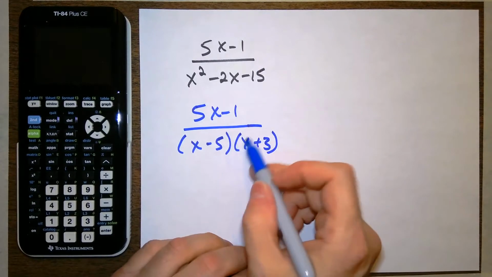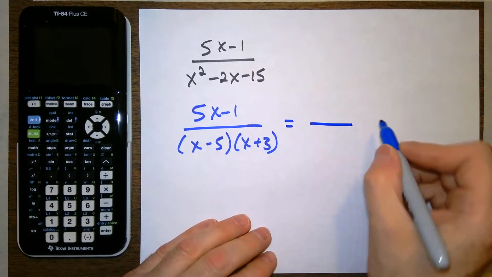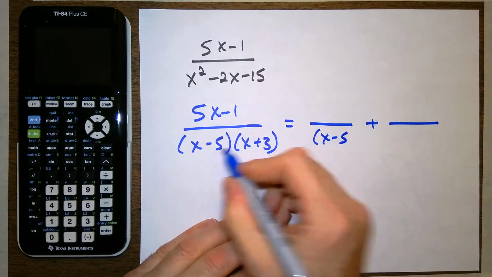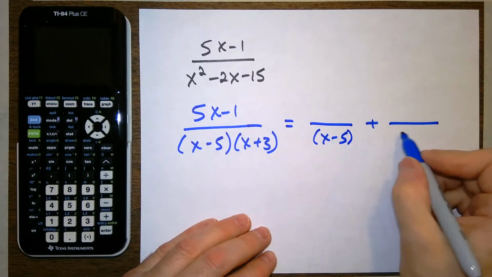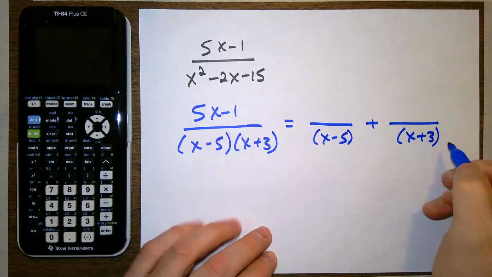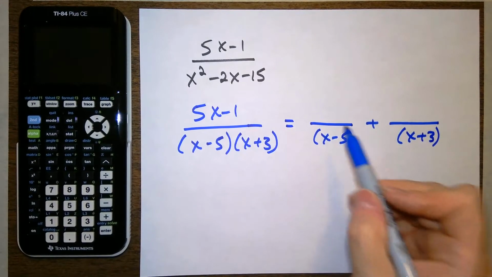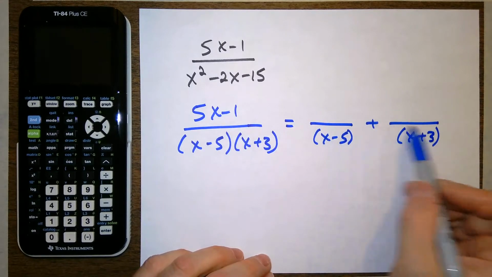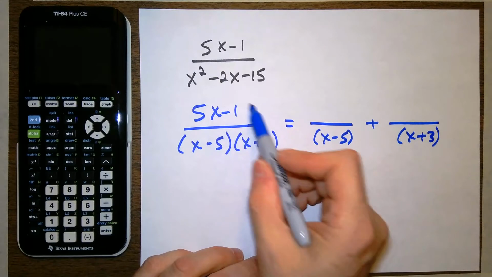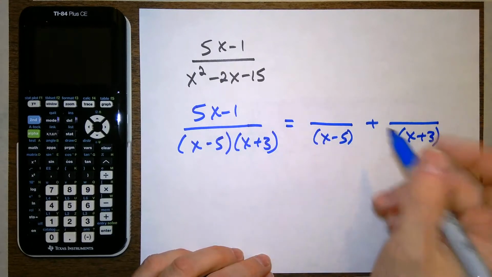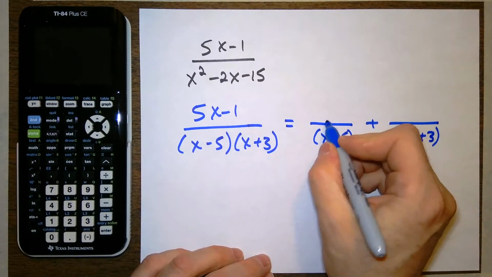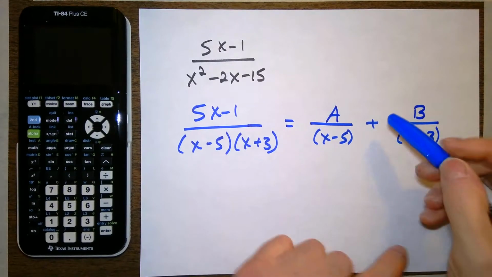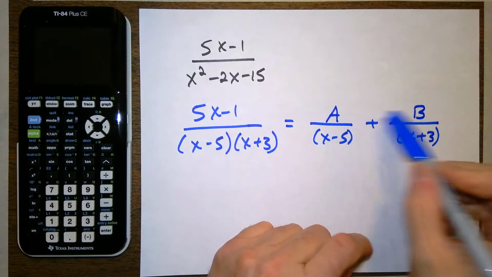So now I want to be able to break this up into two fractions added together: one of them over the factor of x minus 5, and the other over the factor of x plus 3. What would I have to have here and here so that if I found a common denominator and added them together, I would get this? Well, the unknown numbers here, I'm going to call them A and B. So the idea now is that I have to find this A and this B.